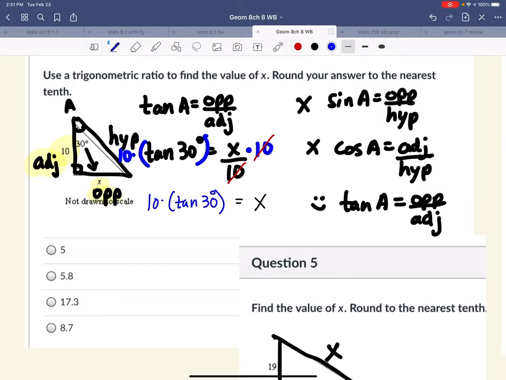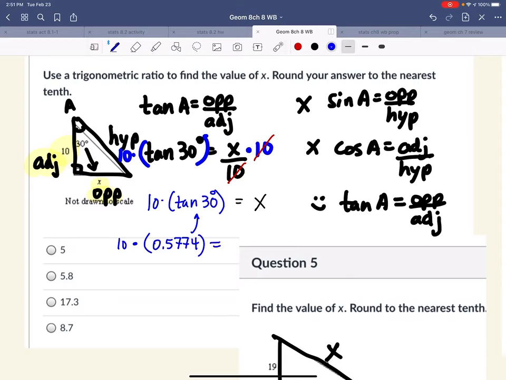Now, it's a little tricky to put this in your calculator, but we'll continue to practice. You kind of have to do this one first. So you're just like, I need to do 10 times a number, but I have to figure out what this number is. So we type in 30 and then hit the tangent button. Beautiful. So the tangent of 30 degrees is this number.